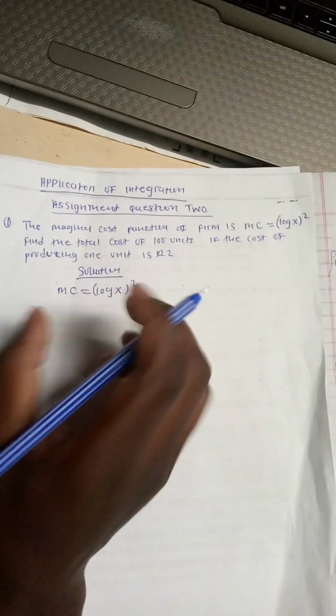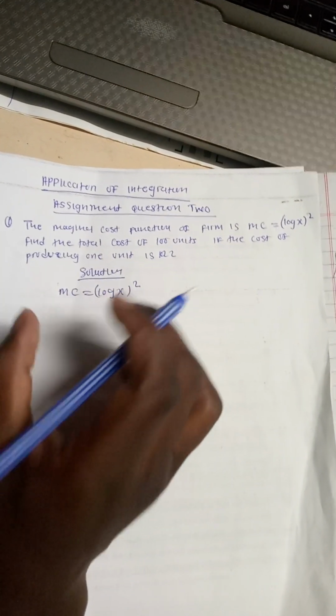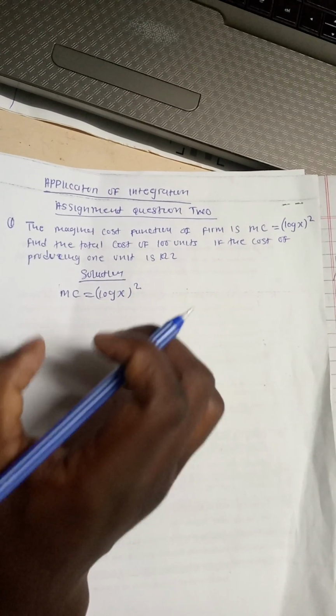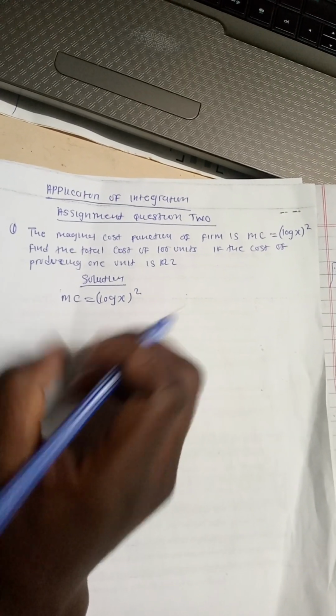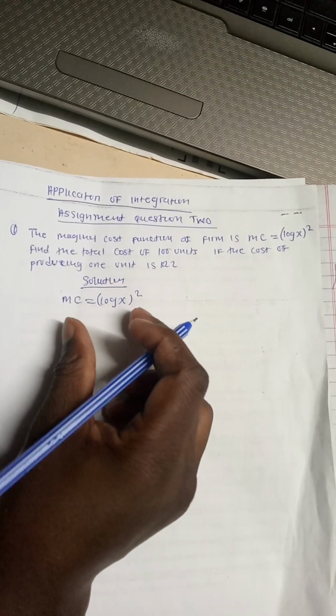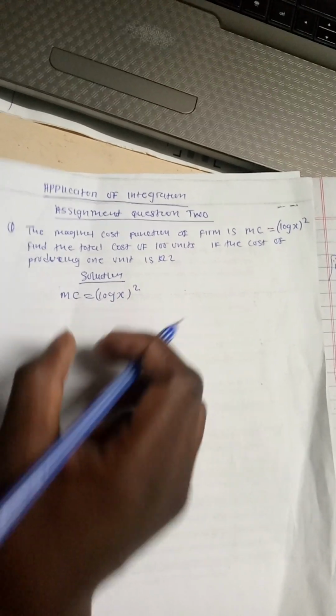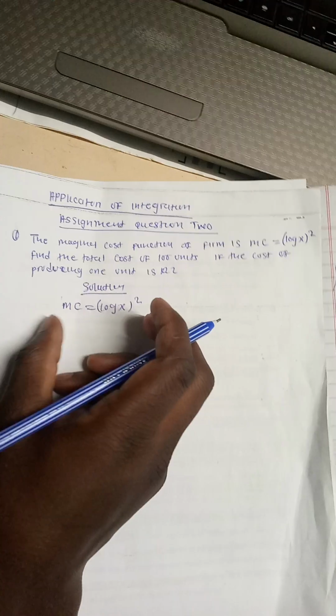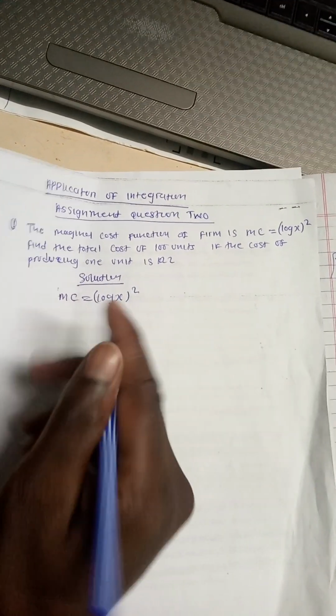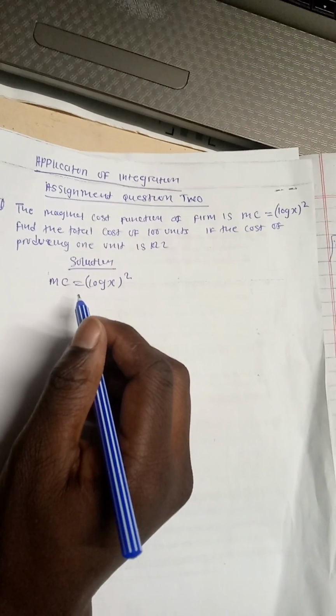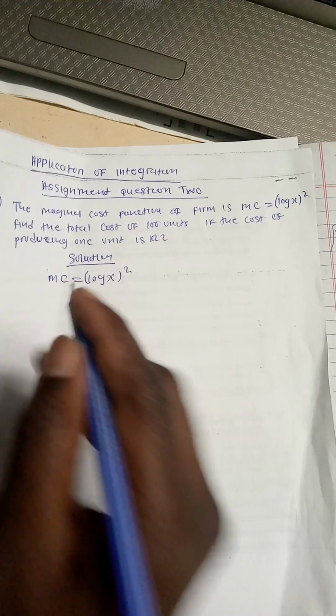Now, whenever you have the marginal cost function and you want to find the cost function, or the total cost function, you are supposed to integrate this function. So let's integrate this function. And which method are we going to use? We are going to use integration by parts.